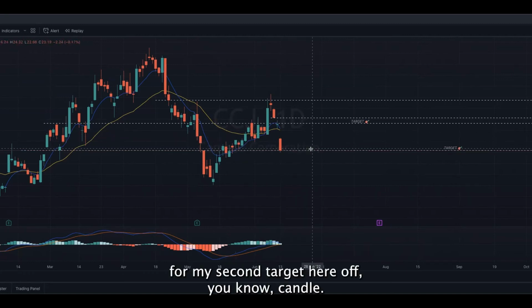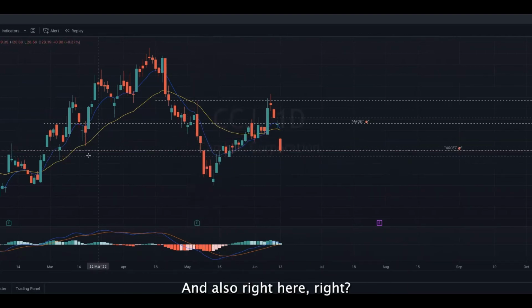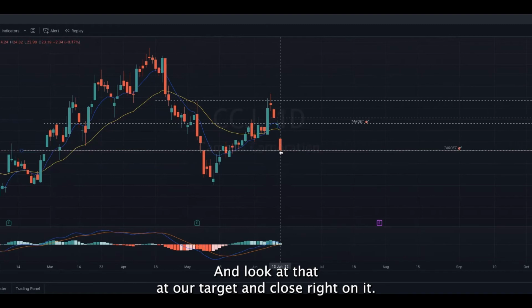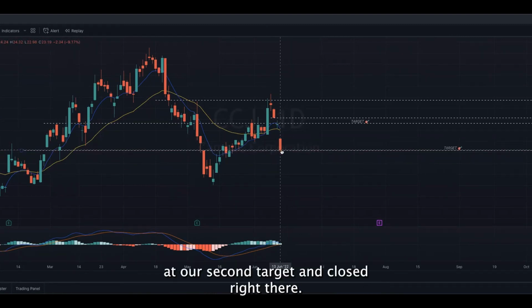Price action for my second target here. Off, candle. So this is a daily time frame, by the way, but the candle tests over here and also right here, right? So that was the second target, and look at that, it hit our target and closed right on it. Beautiful level. This was a beautiful level here. Hit our second target and closed right there.